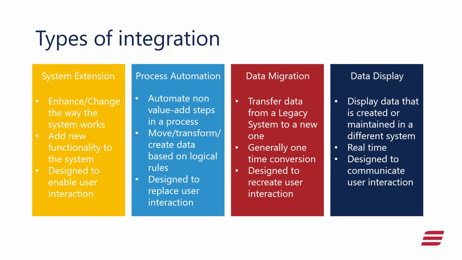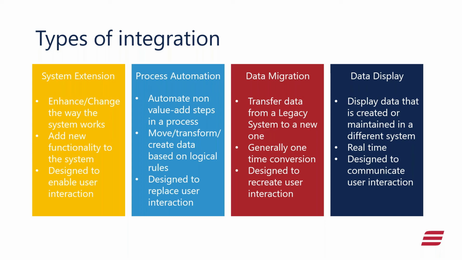Okay, and finally is data display or data sharing. What we mean by this is we need to prove to somebody who's not in our system that something happened. We need to share that data with them. My favorite example again is salespeople. Salespeople are working in a CRM. They need to know what's going on with their customers. So they need to know, for example, if the invoices are getting paid. Now, do they need a copy of the payment to be in their CRM system? No, they just need to see that it's being paid. Okay, so that's designed to communicate user interaction.